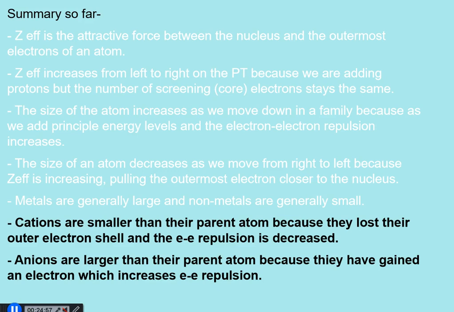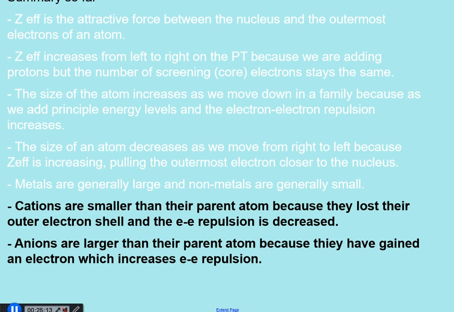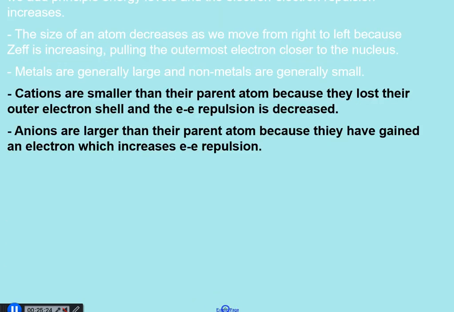All right. Next, anions are larger than their parent atom. They have gained an electron, which increases electron-electron repulsion. All right, how do we feel about this so far? This whole slide is Chapter 7. Everything you have to know so far in Chapter 7 is on that slide. Okay, I'll leave that there for just a second. All right. So far, so good?